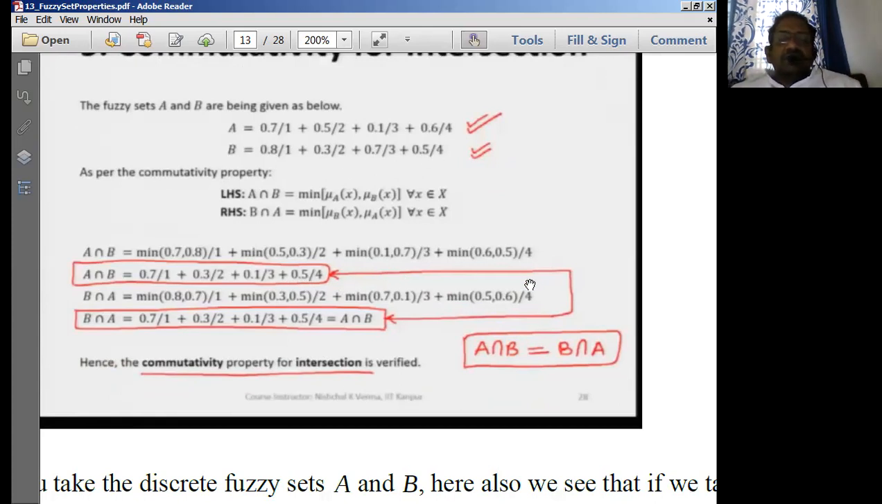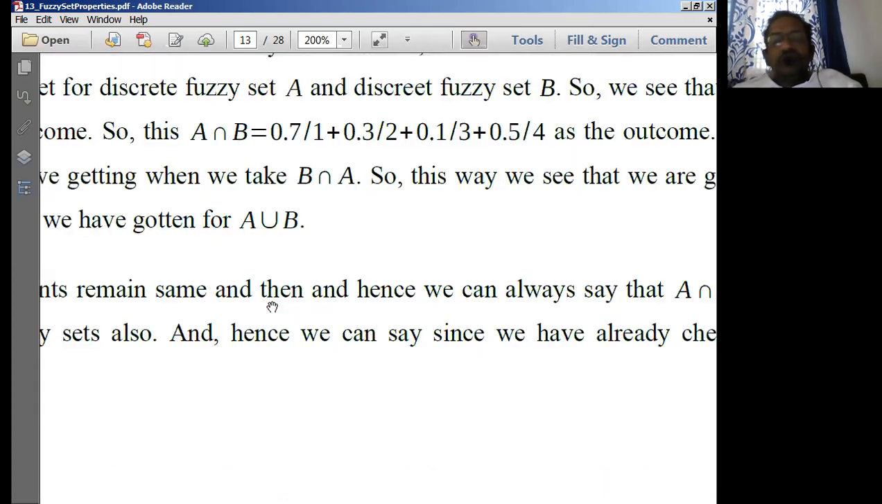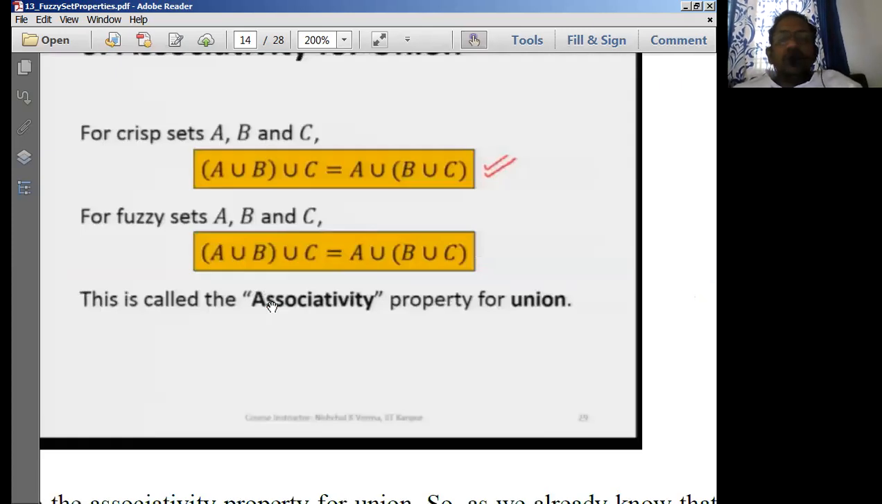Exactly the same relationship we get for B intersection A as well. So, therefore, A intersection B is verified to be equal to B intersection A. Since it is verified, we say that it supports the commutative property. Fuzzy sets A and B support the commutative property. So that is the property that we normally have.